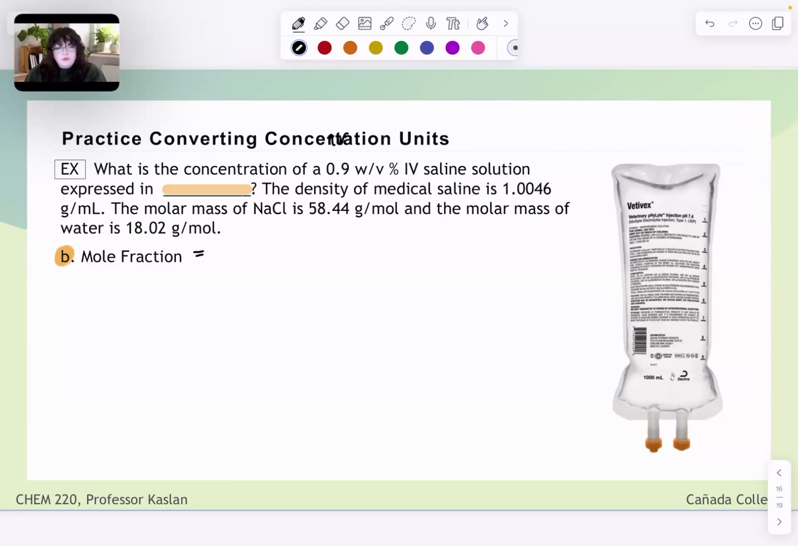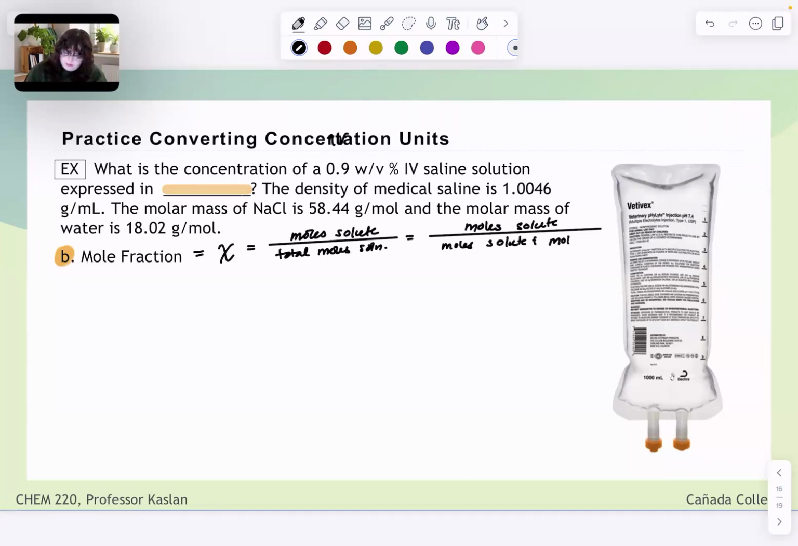So mole fraction, Greek letter chi, is equal to moles solute over total moles of solution, which means this is moles solute over moles solute and moles solvent.